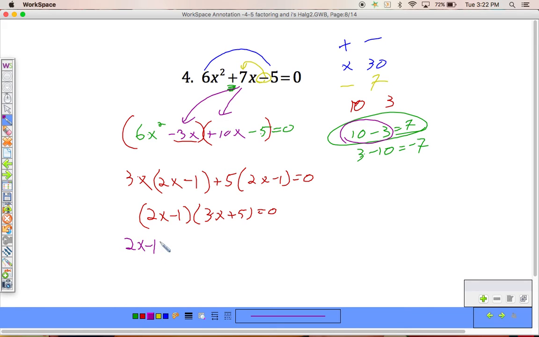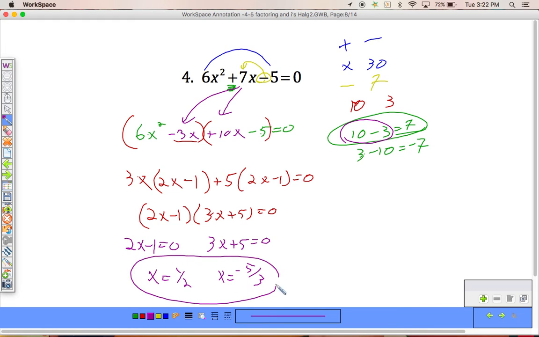Set them both equal to 0. And once we get better at this, we're just going to know how to get these answers without having to do this step. I get 1/2 and -5/3. So the only new step today is going from our factors to our solutions. All of this up here was in our lesson that's due already.